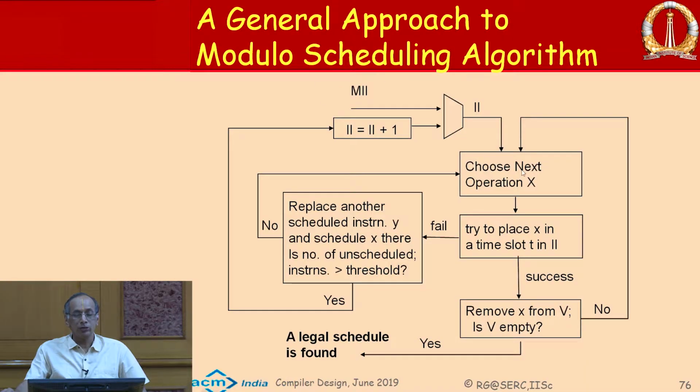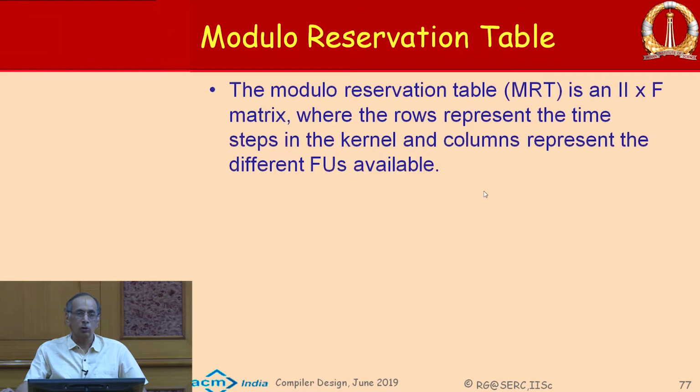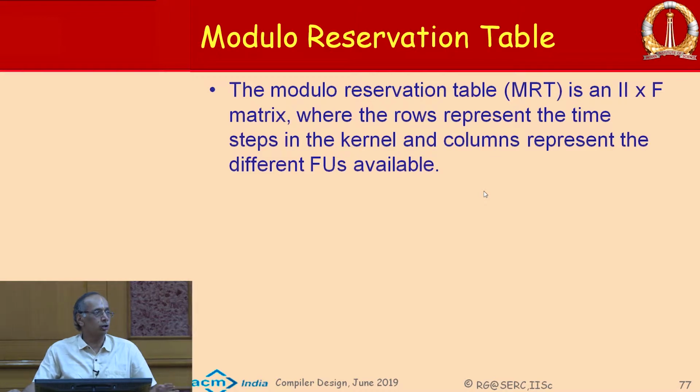So, let us now see the details of how exactly we do the schedule. To model the resource constraints in the software pipeline schedule, similar to the resource allocation table that we talked about in the case of instruction scheduling, we have a reservation table which is called the modulo reservation table. And this reservation table has as many columns as the number of resources, but what would be the number of rows?